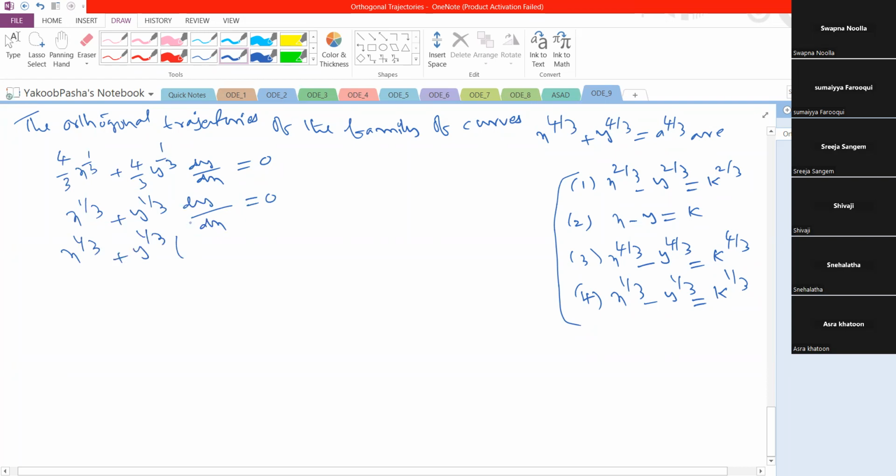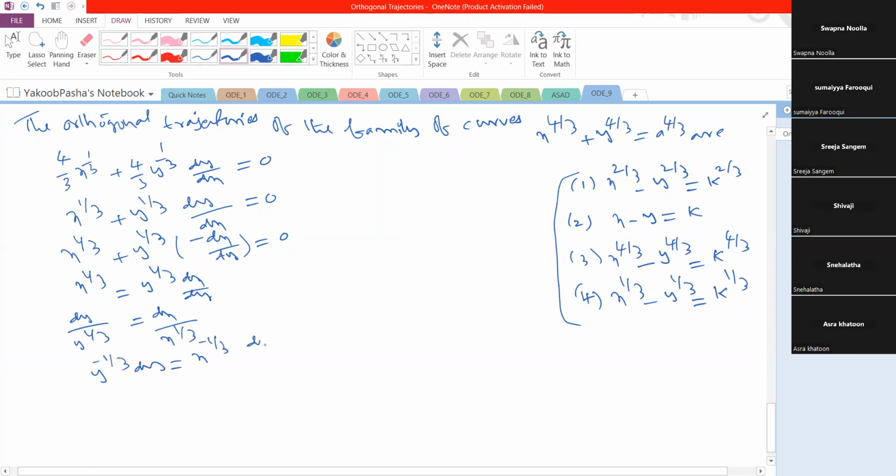Now replace dy by dx by minus dx by dy. So we get x power 1 by 3 is equal to y power 1 by 3 dx by dy. So this can be written as dy by y power 1 by 3 is equal to dx by x power 1 by 3. That is y power minus 1 by 3 dy is equal to x power minus 1 by 3 dx.